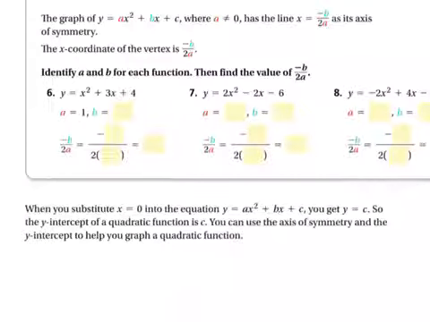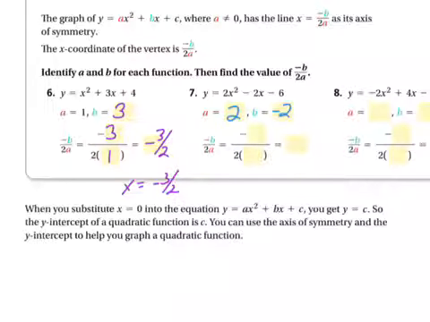Well, in problem number 6, a equals 1, as you see, and b equals 3. So our equation gives us negative 3 over 2 times 1, which is negative 3 halves. So your axis of symmetry will be where x equals negative 3 halves. For problem number 7, a equals 2, b equals negative 2. So using your formula, you have negative negative 2 over 2 times 2. So your axis of symmetry is positive 2 over 4, or 1/2.